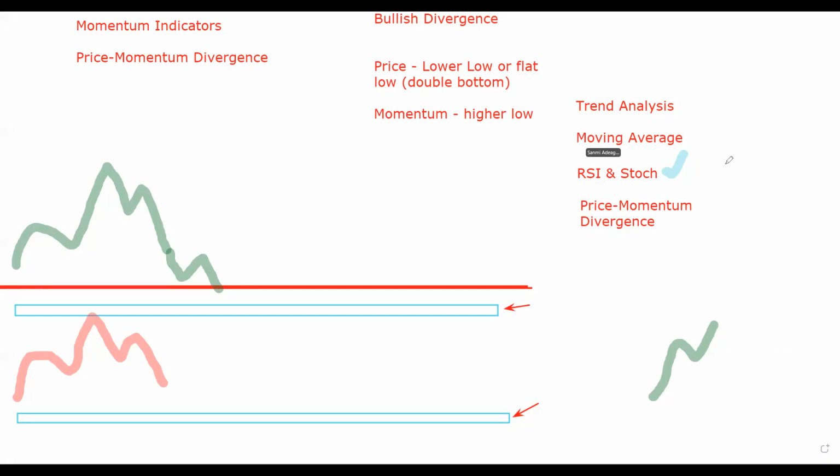Okay, on the chart. Now, instead of the momentum indicator giving us a lower low, around the oversold region it now gives us a what? A higher low.